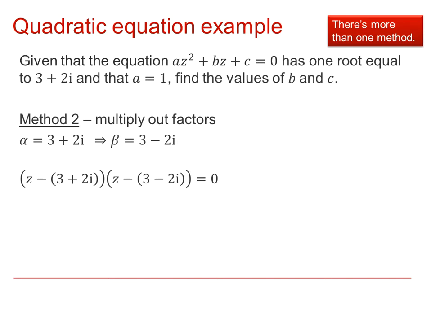If you multiply that out, the first term is z squared, and then we get minus (3 plus 2i) and minus (3 minus 2i) times z, or indeed just minus 6z. And finally those conjugates multiplied together, giving us plus 13. So again we have our values of b as negative 6 and c as being equal to 13.